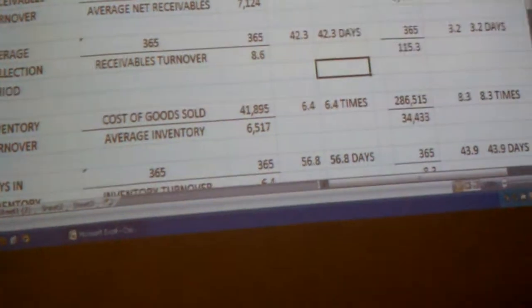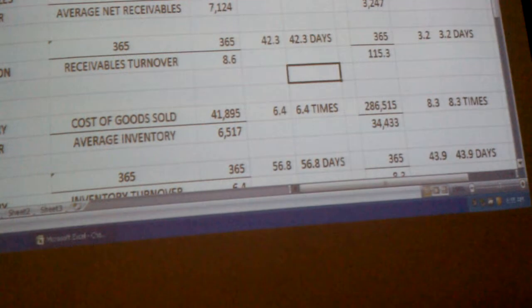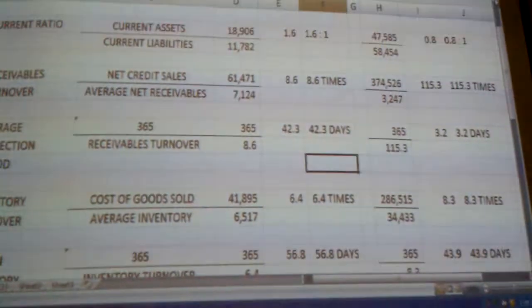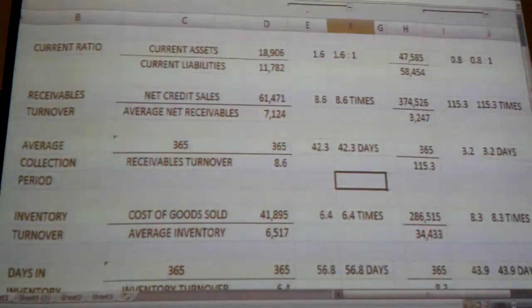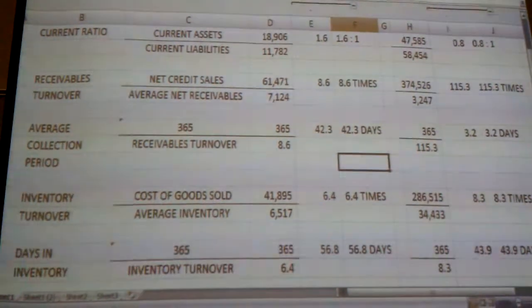Any questions about the liquidity ratios? Okay, so if you wanted to, then you would go ahead and start discussing the profitability ratios.